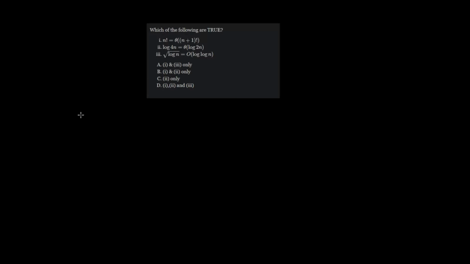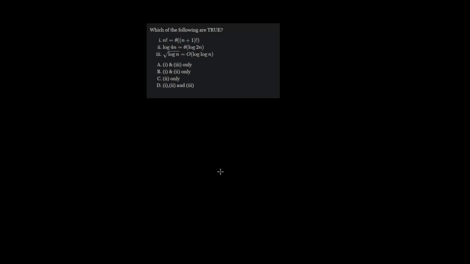Okay, so let's start with question number two. A bit of guideline: the second term is log n base 4 equal to theta of log n base 2. Now moving back to the question: which of the following are true? So we have to check the asymptotic notation for this.